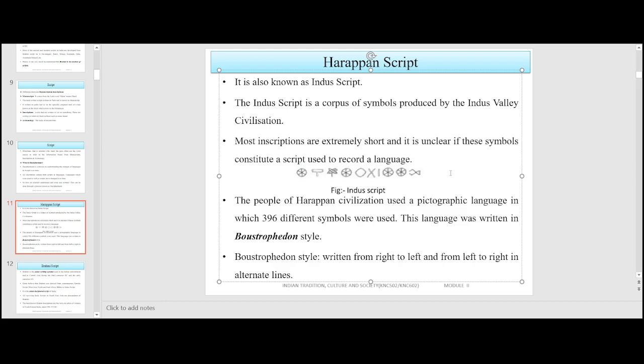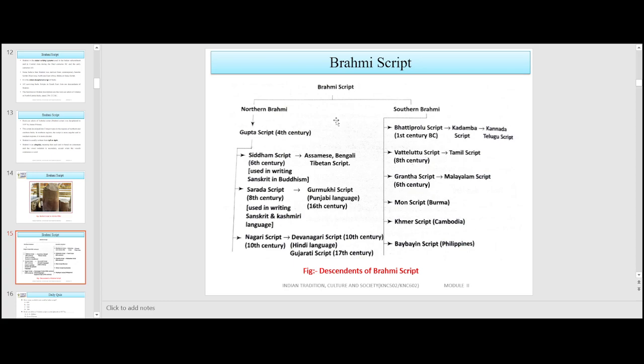Now, if you see the Northern Brahmi, the first script that is the descendant of Brahmi is the Gupta script. It developed around the 4th century. This script is also known as the late Brahmi script. This script was used as a writing medium for the Sanskrit language during the Gupta period. During the Gupta age, Sanskrit used the Gupta script. This script is responsible for the rise of Sarada, Nagari, Siddhamatrika, and Devanagari, and Bengali also.